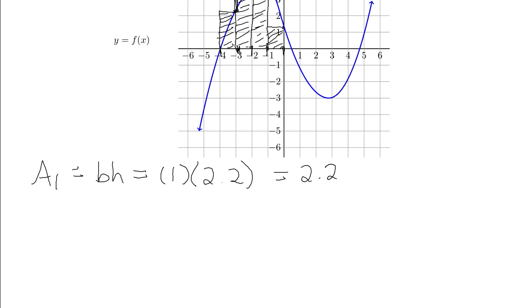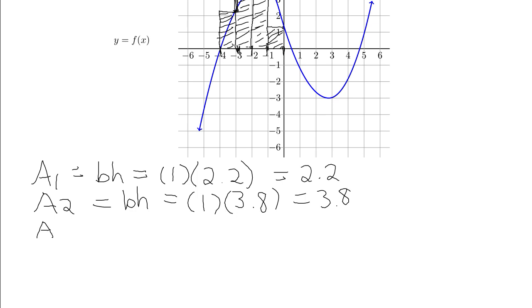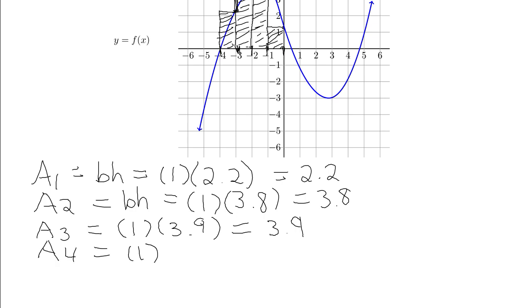So my first area is 2.2, which is probably better than an area of 0. My second area for base times height, again, base length is 1. My height is 3.8. So overall area is 3.8. Then third area is 1 times 3.9. It's 3.9. I know this isn't too exciting. And then my fourth area is 1 times, and I said that roughly the y value at x equals 0 was roughly 1.3. So this area is 1.3.